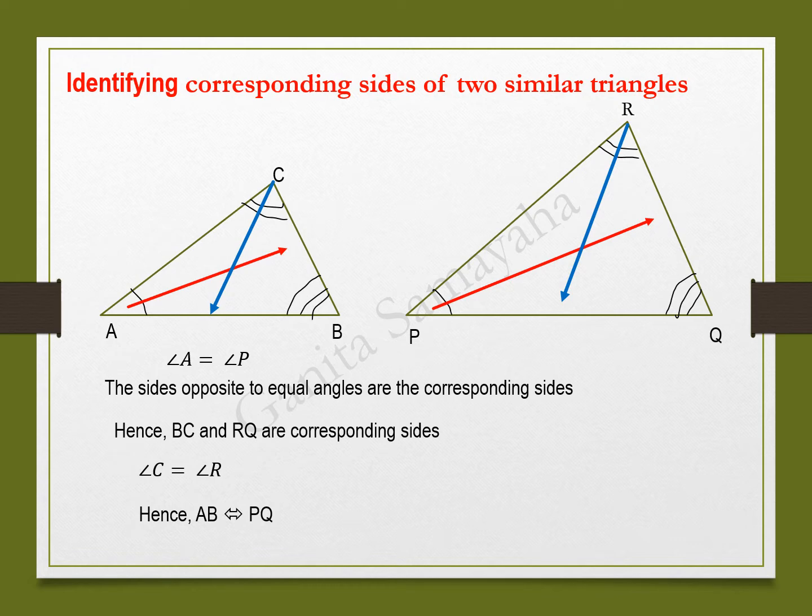Is it clear, children? Now, finally, we have angle B equal to angle Q. Which is the side opposite to angle B? AC. And which is the side opposite to angle Q? PR. So, we say AC and PR are the corresponding sides. Is it clear, children? This is how we identify the corresponding sides. We look for that pair of angles which are equal and the sides opposite to these two equal angles are the corresponding sides. Let us try to identify the corresponding sides with another pair of triangles, children.